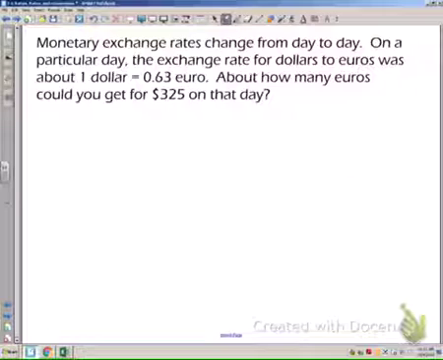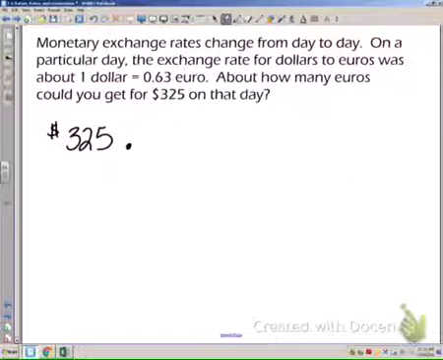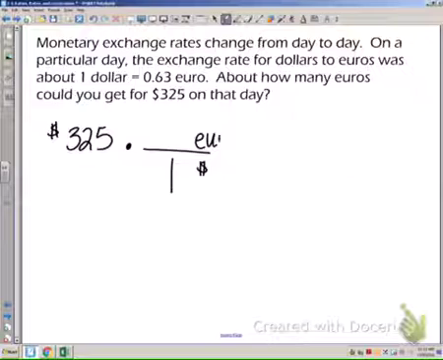So what this is wanting to know is if you have 325 US dollars, how many euros would you get? So we've got $325, and we're going to times that by dollars to euros or euros to dollars. Now let's think about this. We want the dollars to cancel out. So the dollar amount needs to go on the bottom because we're wanting to solve for euros. So 0.63 would be on top.